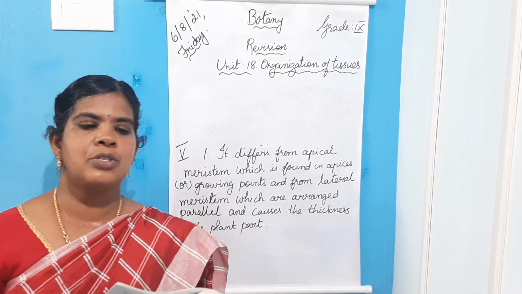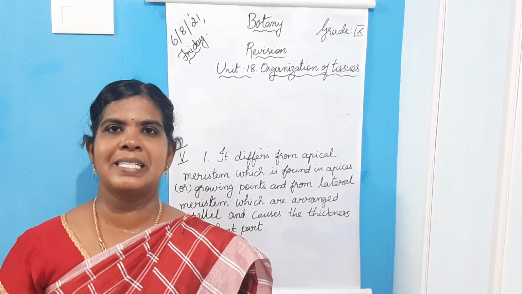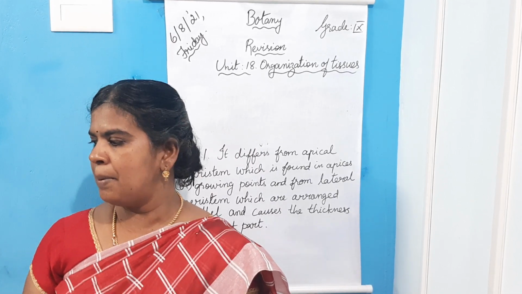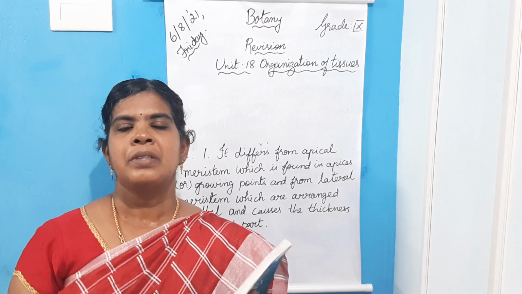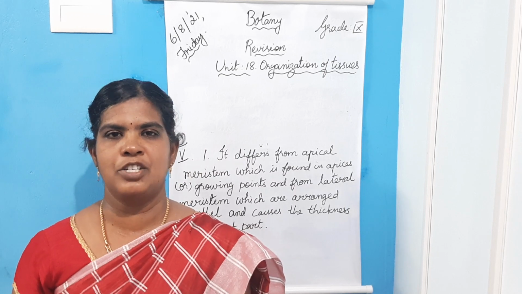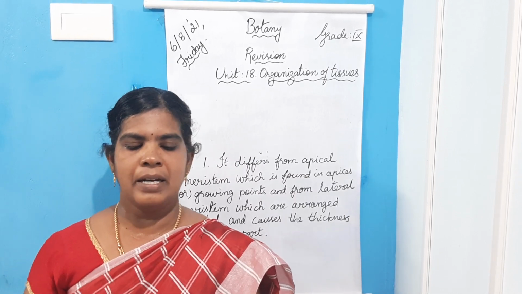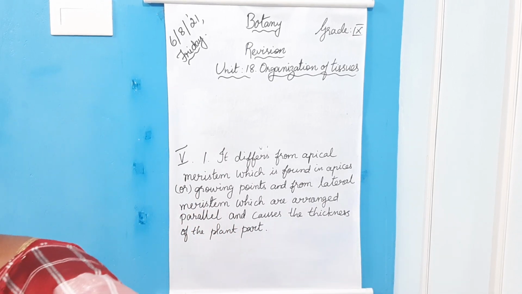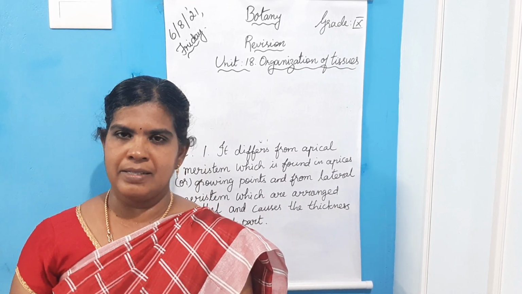What about simple tissue? Simple tissues are homogeneous tissue composed of structurally and functionally similar cells. Example, parenchyma, collenchyma and sclerenchyma. Then it's a detailed answer, so you have to write the explanation for each. Okay, parenchyma. Parenchyma is a simple permanent tissue composed of living cells.